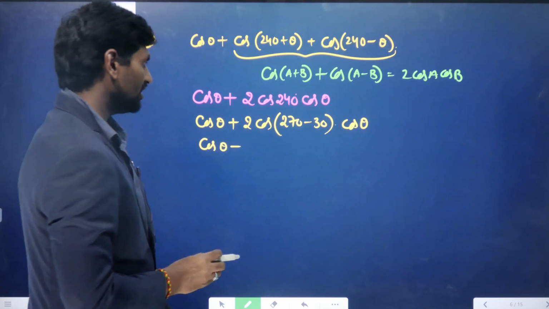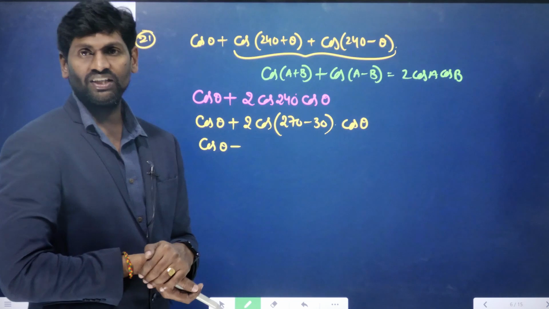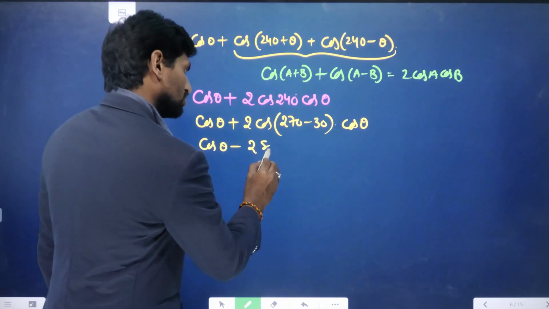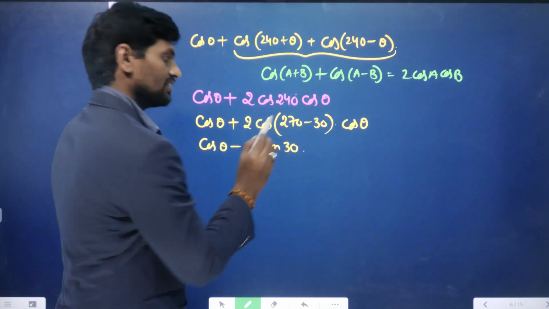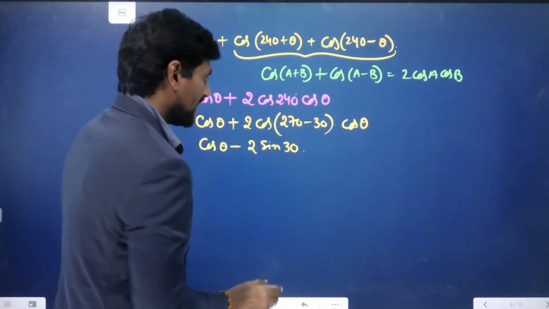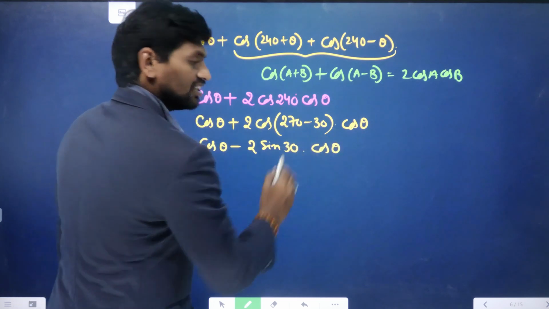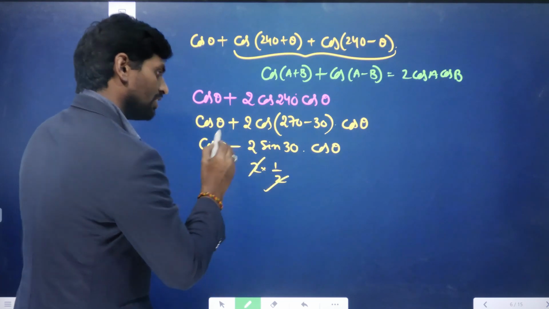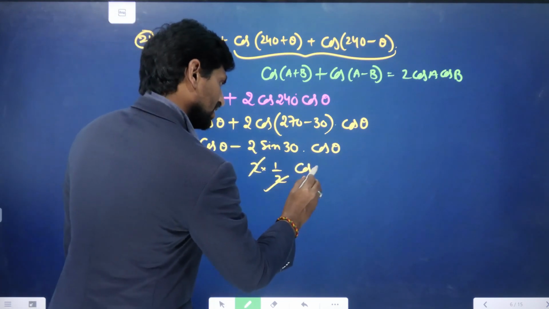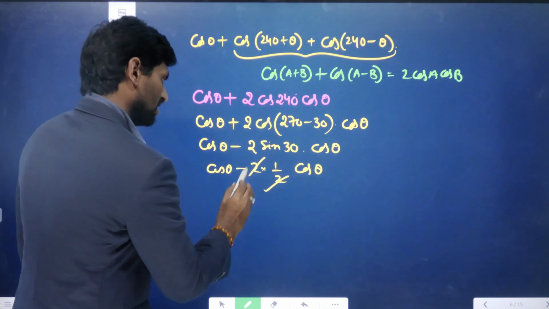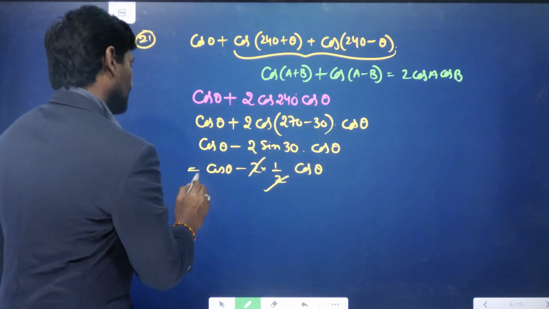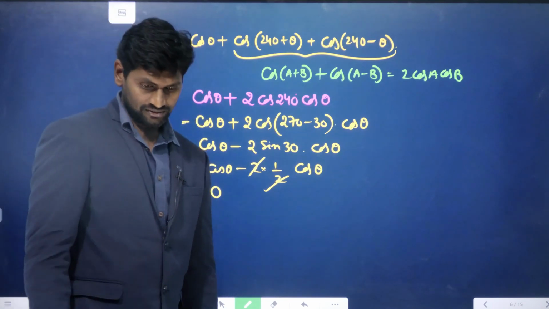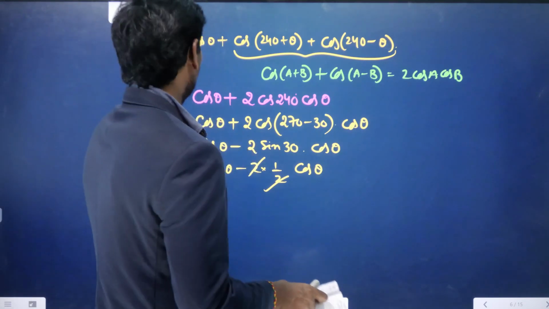Minus. Whenever it is 270, the cos ratio becomes the sin ratio. That means 2 sin 30 degrees, and this cos theta remains as cos theta. And the sin 30 degrees value is 1 by 2. So numerator and denominator cancel. It is remaining cos theta. Cos theta minus cos theta, the answer becomes 0. Children, let us go to the next problem.